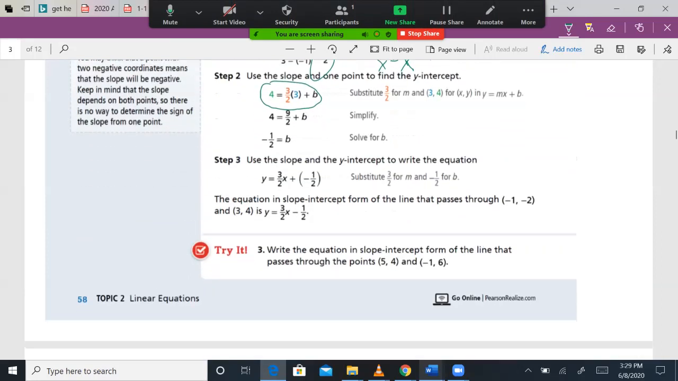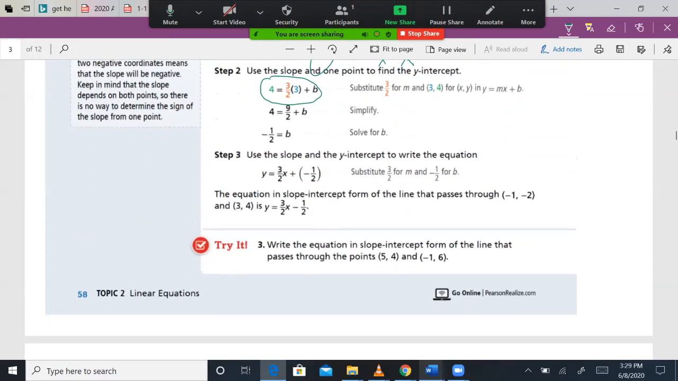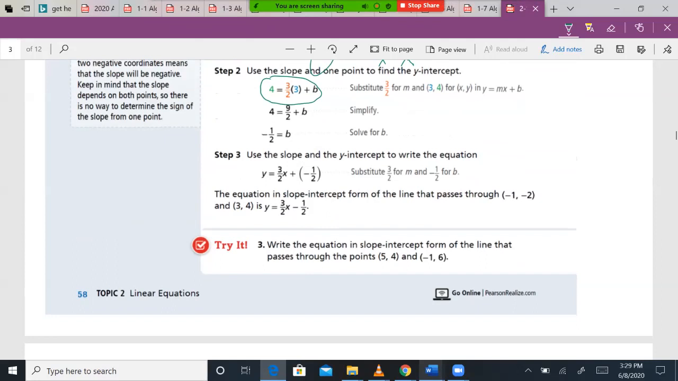Okay, let's do this example right here. Write the equation in slope-intercept form between those 2 points. Let's find the slope first. Okay, so we're going to go 4 minus 6 on the top, and on the bottom, 5 minus -1. That's going to be -2 over 6 or -1 over 3.